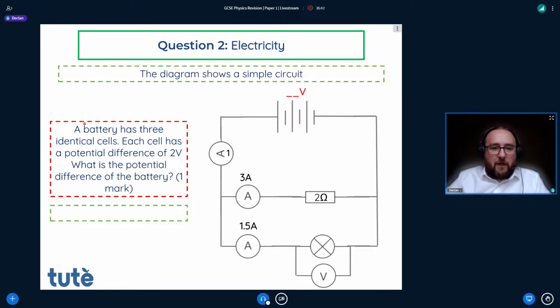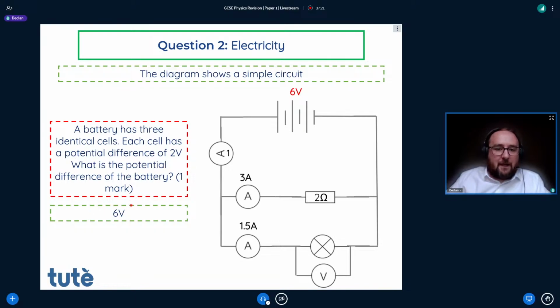And then we read the question. A battery has three identical cells. So we're looking for three cells. If we weren't sure what they are, we've got three of these up here. Each cell has a potential difference of 2 volts. What I would do is write 2 volts, 2 volts, 2 volts, just to remind myself I've got the three identical cells here. What is the potential difference of the battery? So how are we going to find that? I've got 2 volts, 2 volts, 2 volts. The battery is all the cells put together, so we're just going to add those, and it's going to be 6 volts.